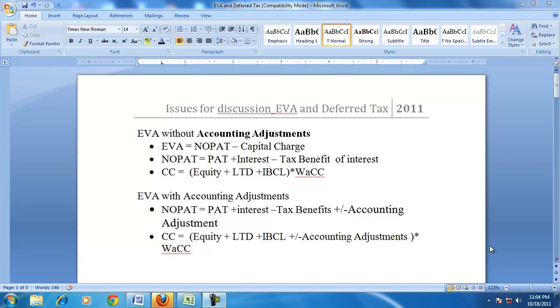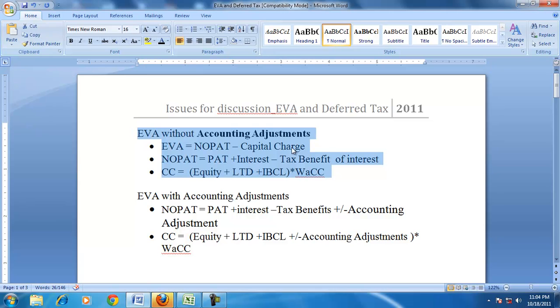Hello and welcome to our discussion on the calculation of economic value added. In the previous session we saw that when there are no accounting adjustments, EVA is NOPAT minus capital charge, and NOPAT is PAT plus interest minus tax benefits, and capital charge is the weighted average cost of capital into the cost bearing funds.